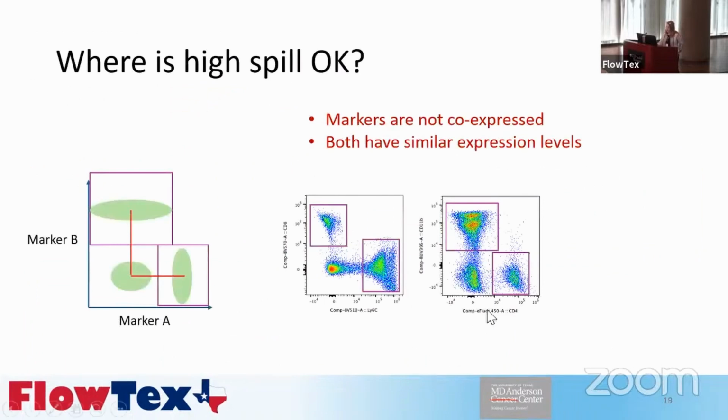Okay, so high spill is okay when our markers are not co-expressed and they have similar expression levels. And I hope this makes sense. These are non-co-expressed. My gates may overlap with one another, so they wouldn't fit quadrants perfectly, but I'm easily going to be able to separate those two populations. And it's not a problem that quadrants don't fit this data. It's just a fact of how multicolor flow works.